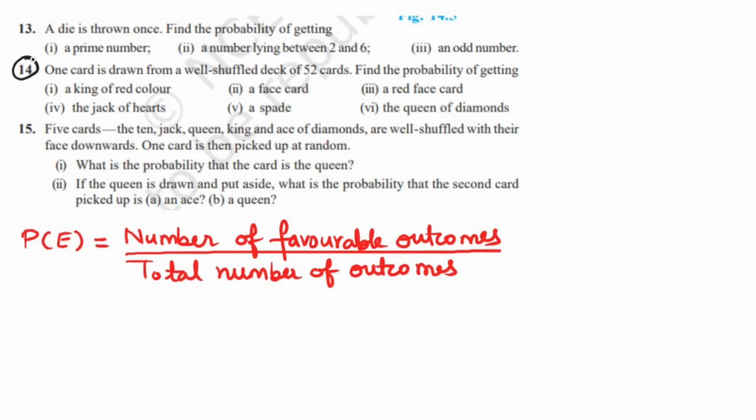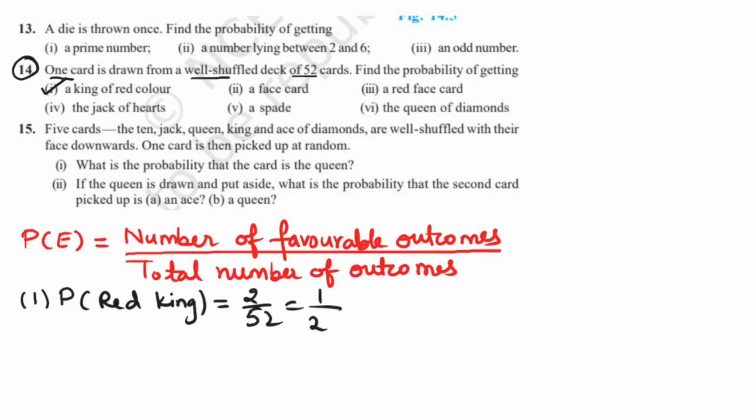The 14th question states one card is drawn from a well shuffled deck of 52 cards. Find the probability of getting a king of red color. So let's get started. I have discussed the cards in the beginning part of this video. So what is the probability of getting a red king? There are two sets of cards which are red in color, that is diamonds and hearts. Each of them will have one king each. So it is 2 out of 52, that is 1 upon 26.